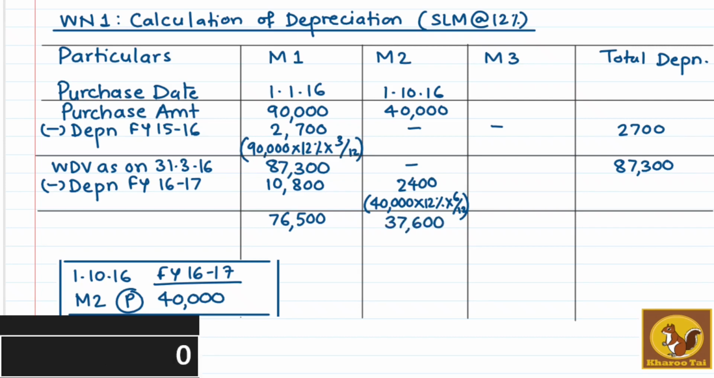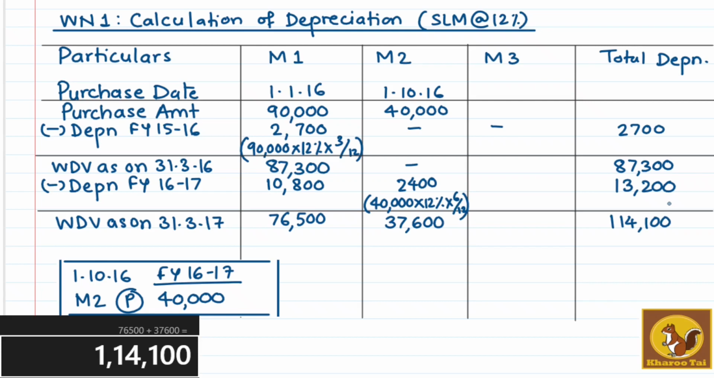In the second year, now there are no other transactions. The total depreciation will be 10,800 plus 2,400, that is 13,200. And the WDV as on 31st March 2017 is 76,500 plus 37,600. This will give us 1,14,100. We have to do horizontal totals. Don't deduct this from this, this is wrong. In this column, what we are writing is total depreciation and WDV at the year end.